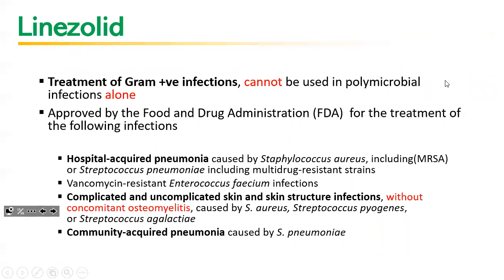We cannot use linezolid alone to treat polymicrobial infections, like intra-abdominal infections, which are usually polymicrobial, including gram-negative and gram-positive organisms of the gut. So it has to be combined; we cannot use it as a solo agent. It's approved by the FDA to treat hospital-acquired pneumonia, in combination with an agent that covers the gram-negative. Can anyone give me an antimicrobial regimen to treat hospital-acquired pneumonia using linezolid?